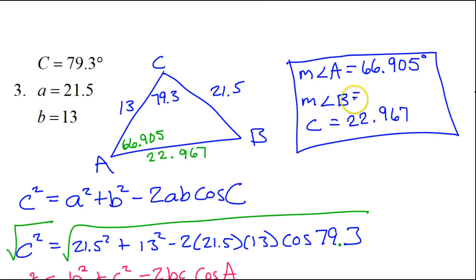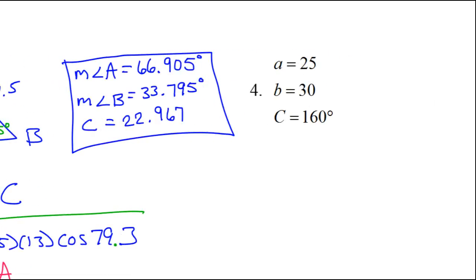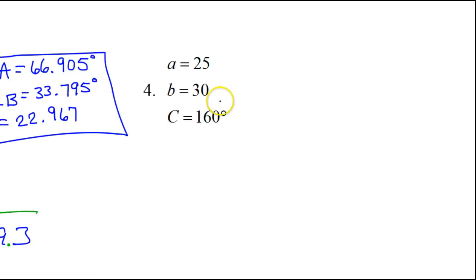That just leaves angle B, which we can easily find by subtracting these two angles from 180. So I got 33.795 degrees. And so there we have just solved triangle number 3. Let's go ahead and solve one more triangle on this video, and we'll call it a day.